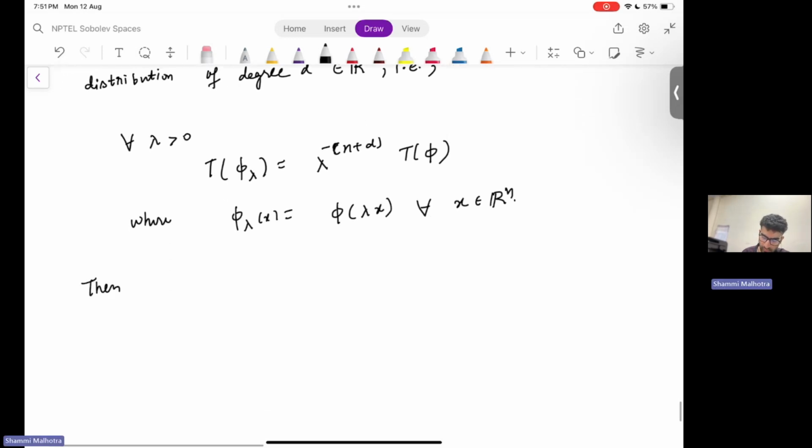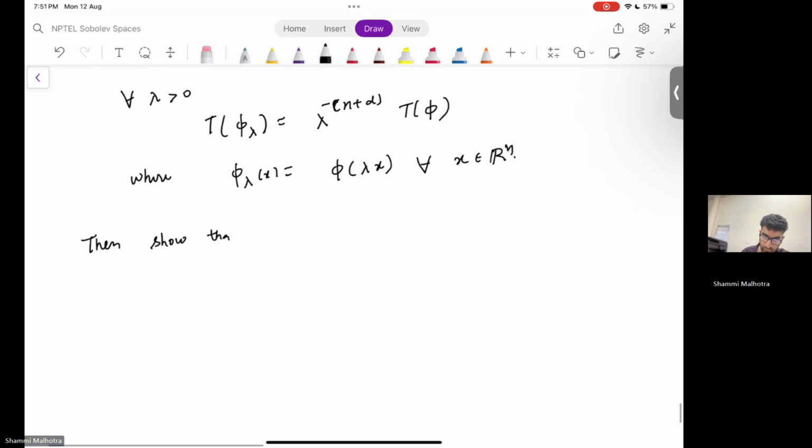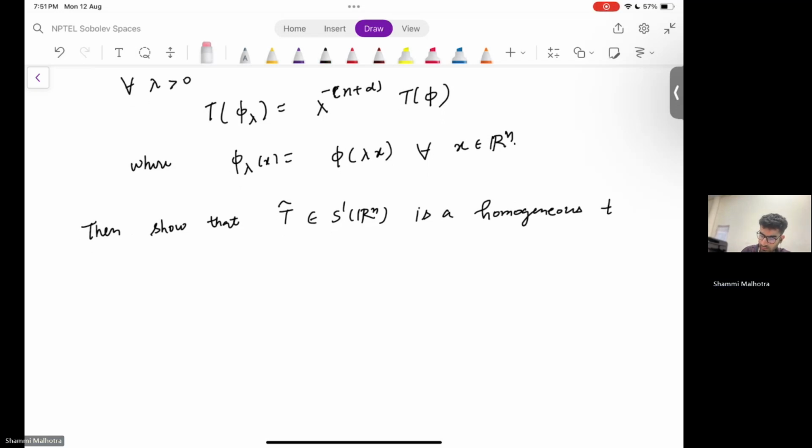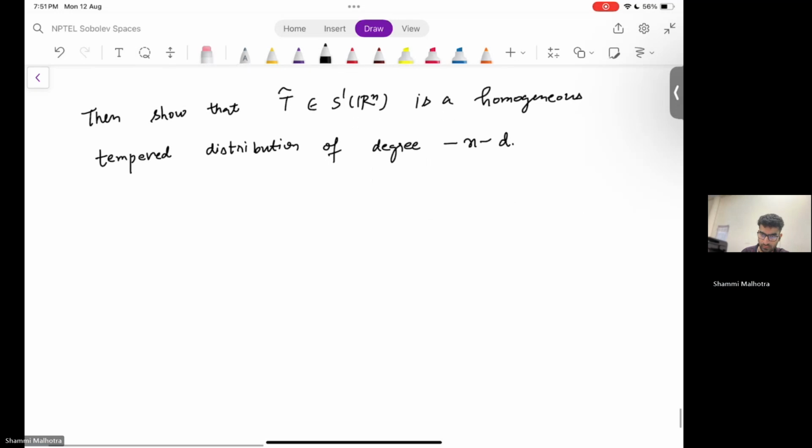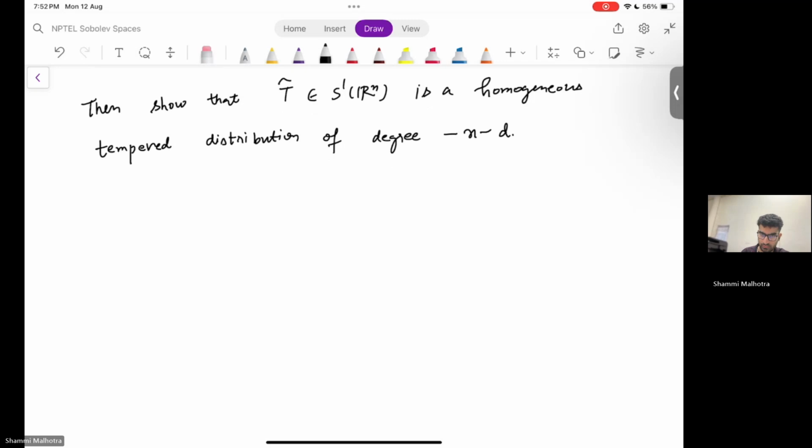So what does the theorem say? The question is to show that the Fourier transform T hat, which again is in the tempered distributions, is a homogeneous tempered distribution of degree minus n minus d. So let us try to prove this.